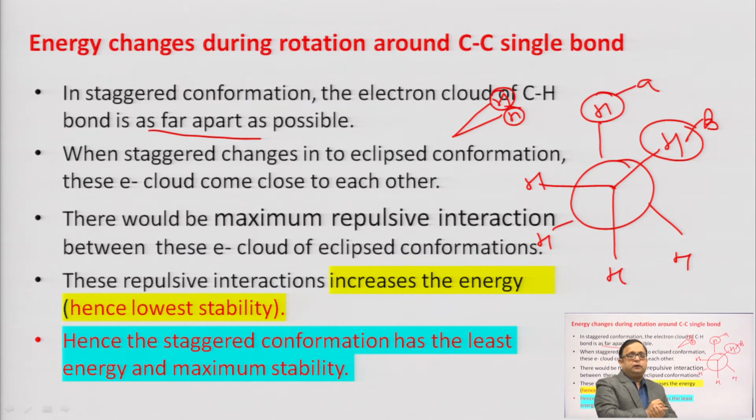Now, what is happening basically? When the electron clouds come close to each other, there will be maximum repulsive interaction between them, and this repulsive interaction is termed torsional strain. This repulsive interaction increases the energy and results in lower stability. So, staggered conformation has least energy and maximum stability, and eclipsed conformation has maximum energy and minimum or lowest stability.